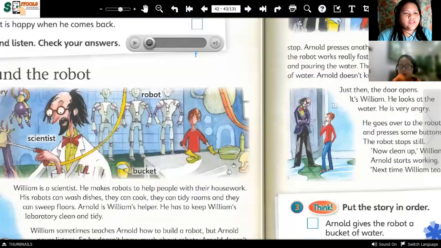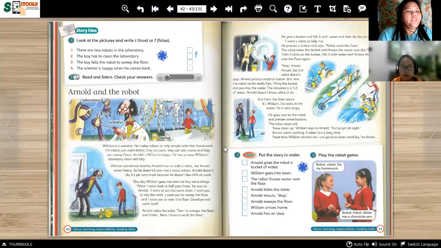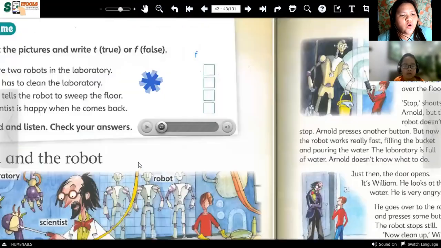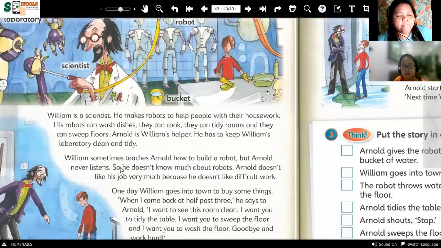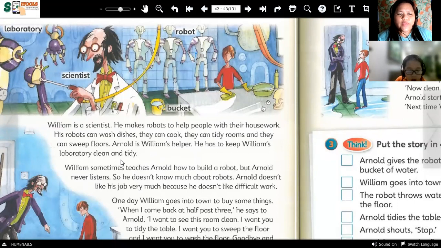Okay, very good. Thanks for reading the story, Việt Tú. Okay, so who is the scientist in the story? It's William. Yes, it was William. What did he do? What did he make? He made robots. Yes, he made robots. Why did he make robots? Why did William make robots?